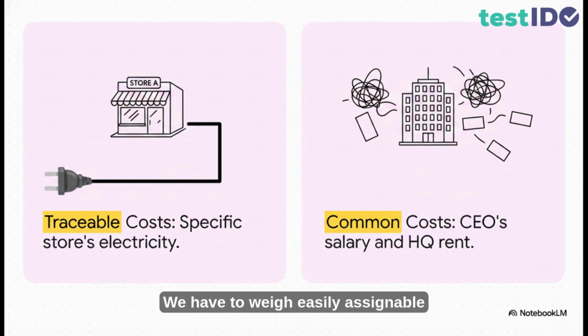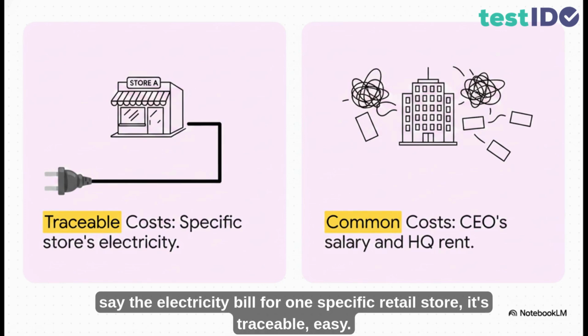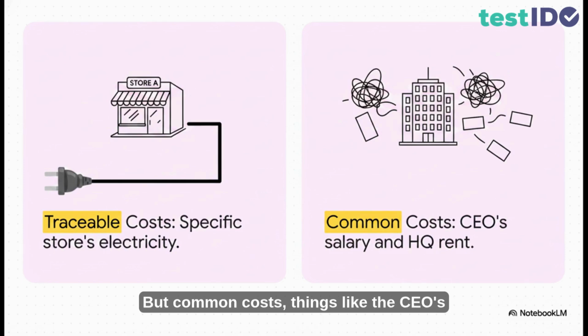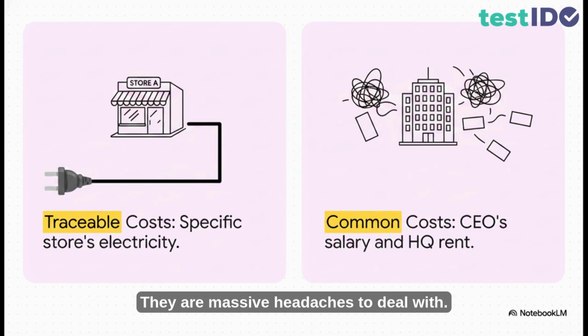We have to weigh easily assignable traceable costs against those common headache costs. Traceable costs are a breeze. If the cost is only there because the segment exists, say the electricity bill for one specific retail store, it's traceable. Easy. But common costs, things like the CEO's salary or the rent for HQ, those benefit multiple segments. They are massive headaches to deal with.